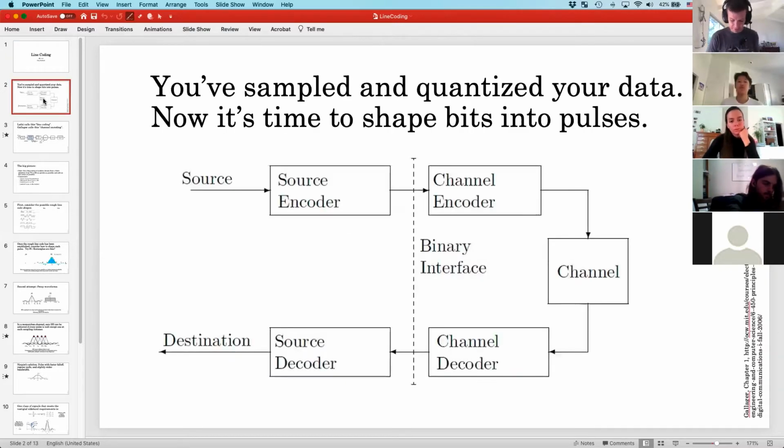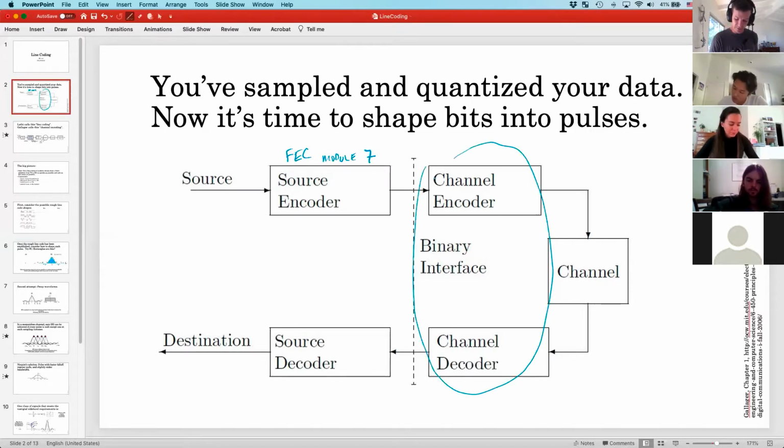All right, so speaking of which, here's that big picture that I was referring to. And I guess it's not entirely true because we are going to talk about forward error correction. I think this is in module, what are we, 4, 5, 6? Call it module 7. So we're actually going to go back to there. But for now, we're going to focus in here.